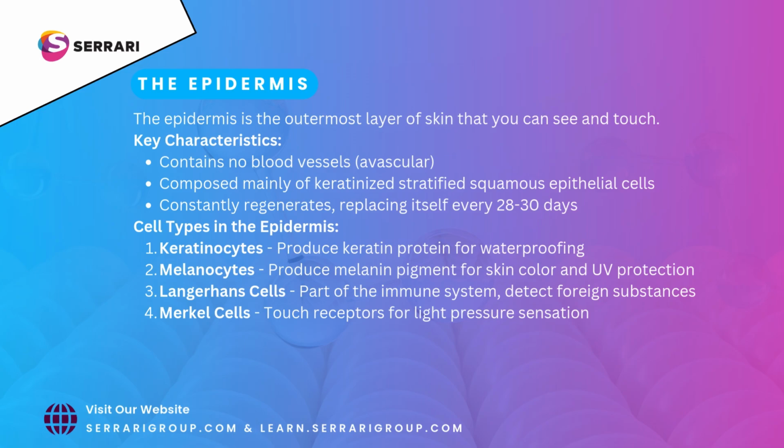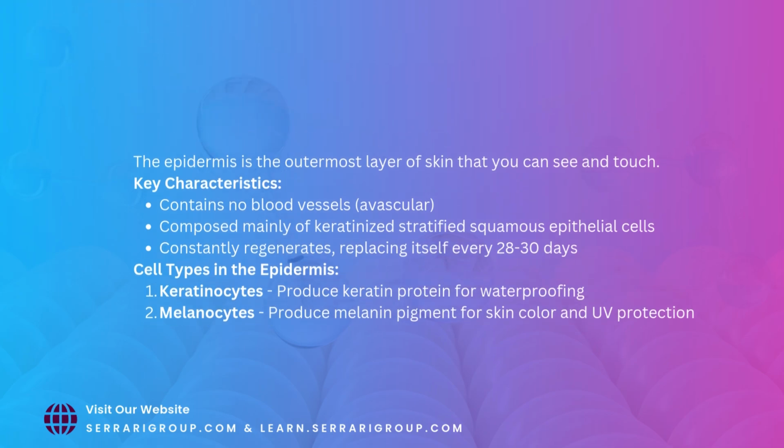Cell types in the epidermis. Keratinocytes produce keratin protein for waterproofing. Melanocytes produce melanin pigment for skin color and UV protection. Langerhans cells, part of the immune system, detect foreign substances. Merkel cells, touch receptors for light pressure sensation.